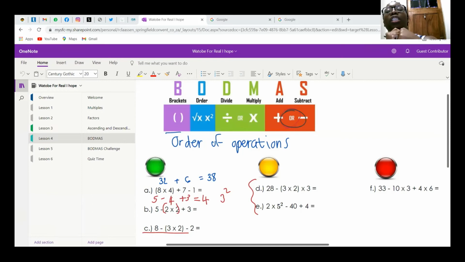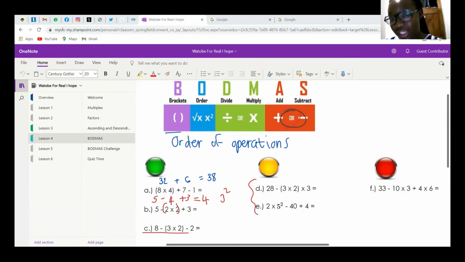No. Actually, it would have to be like that. And the reason why we're going to do 5 minus 4 first is because if we do minus 4 plus 3, that would give us minus 1. Do you guys know how to work with negative numbers? Yes. No. Okay, see, then we're going to confuse each other.